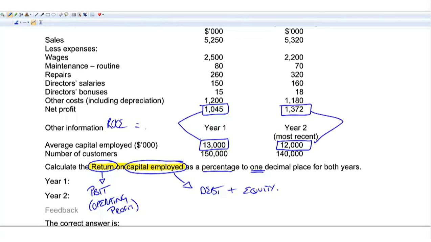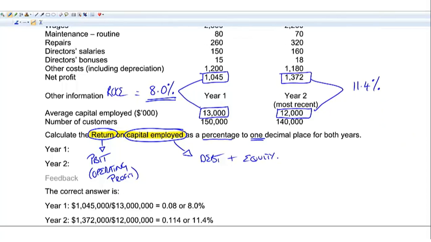So our ROCE for year 1 is the 1045 divided by the 13,000, which is 0.08. We're asked to quote it as a percentage to 1 decimal point, so that would be 8.0%. For year 2, we take the 1372, we divide it by the 12,000, that would be 0.114, and again quoted as a percentage would be 11.4%.